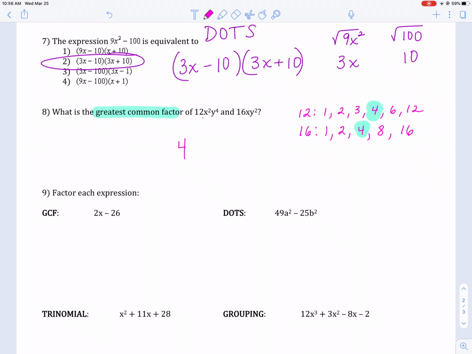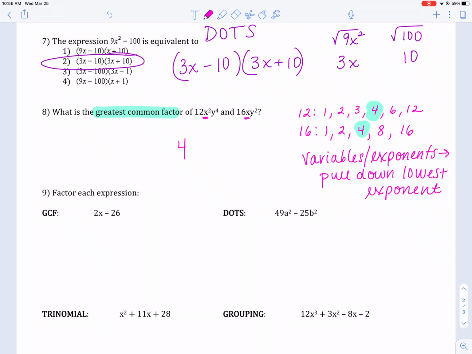Now, when I look at x squared and x, always pull down the lowest exponent when it comes to variables and exponents. Okay? Pull down the lowest exponent, as long as they have the variable in common. If I have an x squared and an x, only an x can come down. Same thing, if I have a y to the fourth and a y squared, a y squared can come down. And that's your answer. The GCF is 4xy squared.